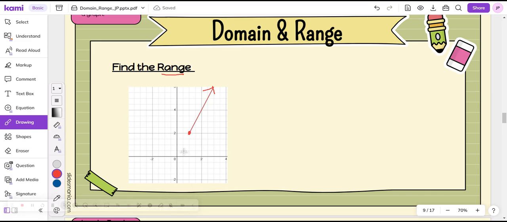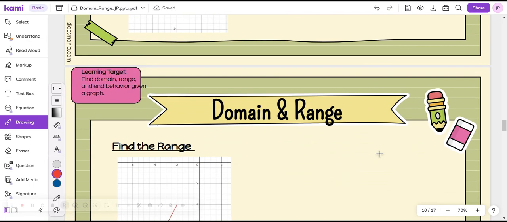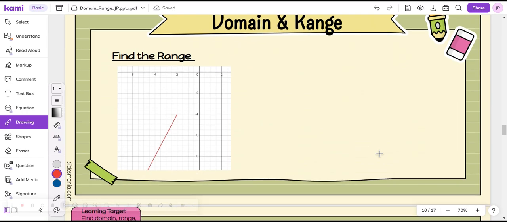So how low does it go? 2 is as low as it goes. That's a closed circle, so we're going to use a bracket. This arrow is pointing up, so that means that your y's are going to go forever up, meaning positive infinity. Parentheses always on your infinity. Let's do one more range, and then I think it'll switch to domain and range.